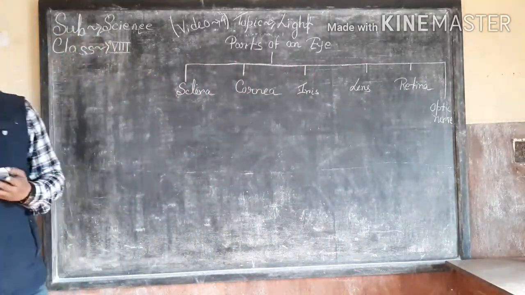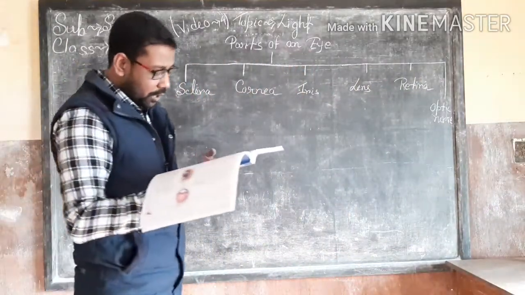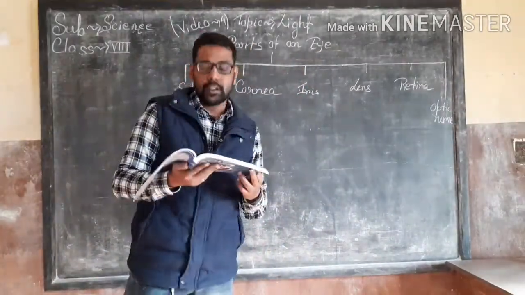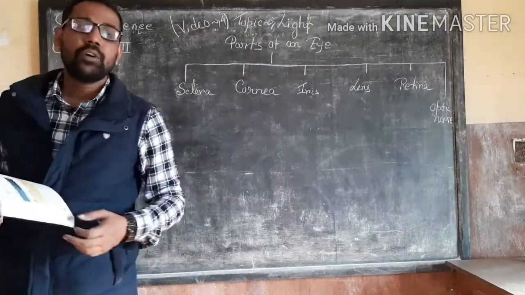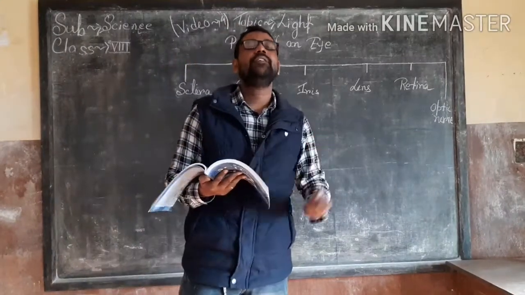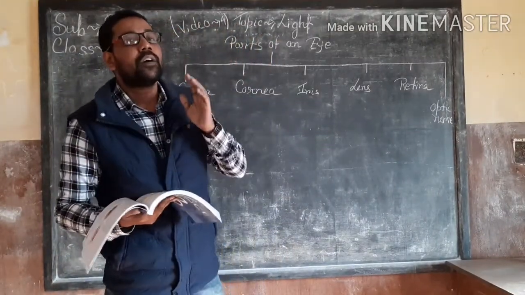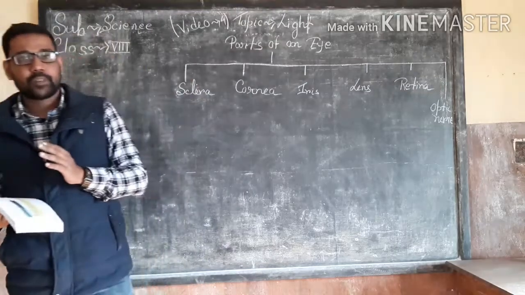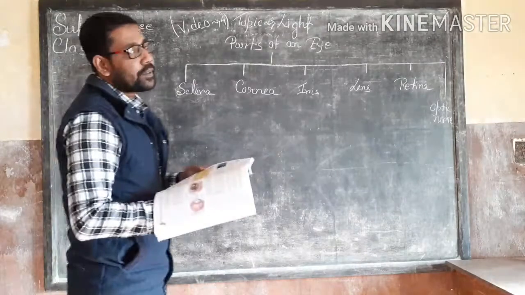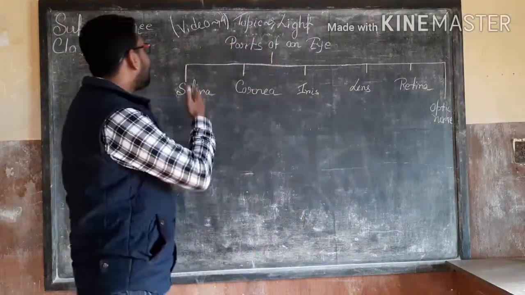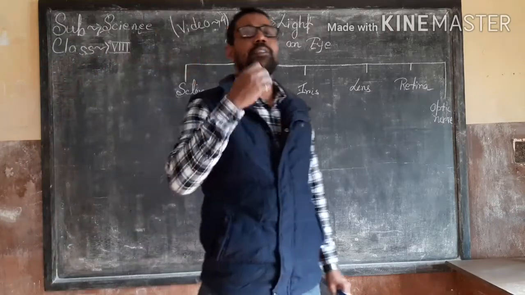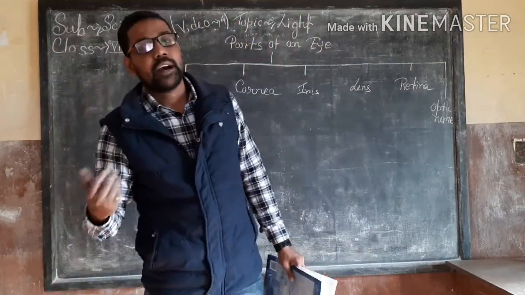The sclera is the outermost covering of the eye that is made of white fiber tissues. So the sclera is nothing but the outermost part of the eye, made of white fiber tissues. And what is its function? To protect the internal parts of the eye.